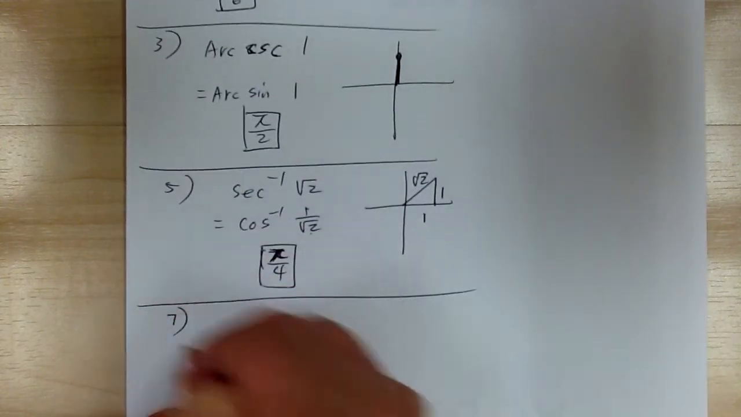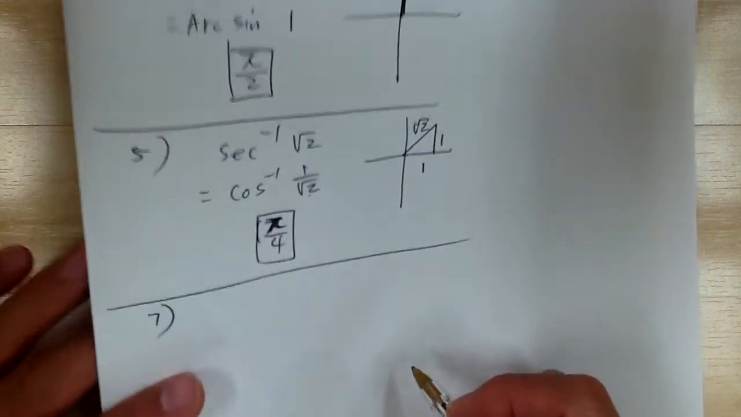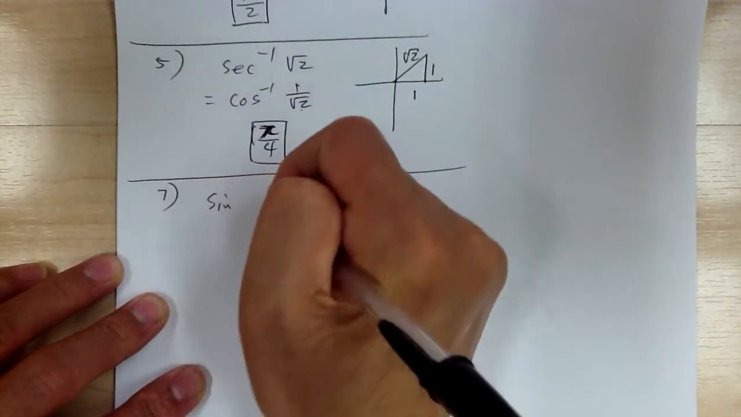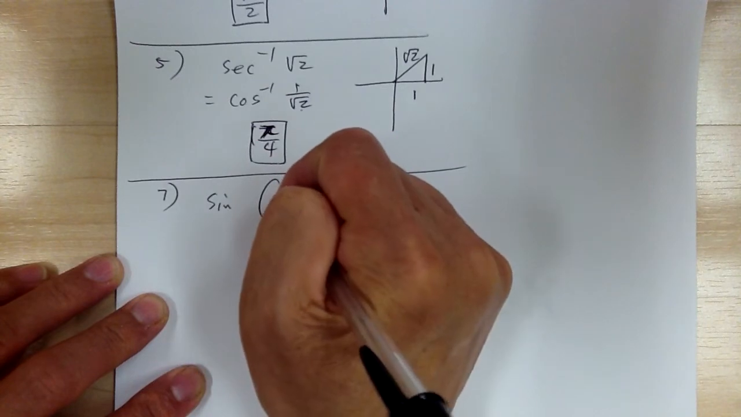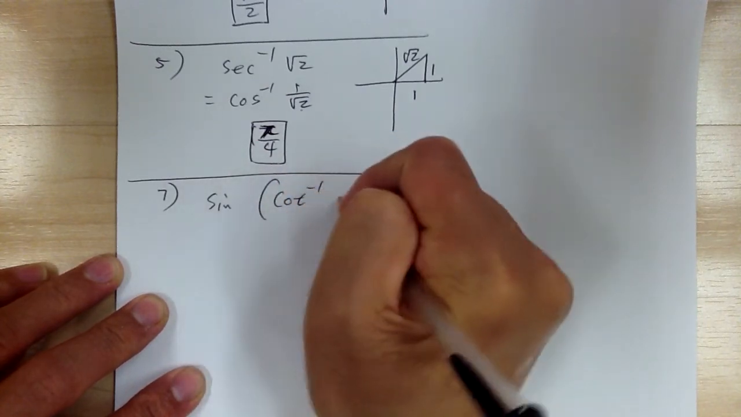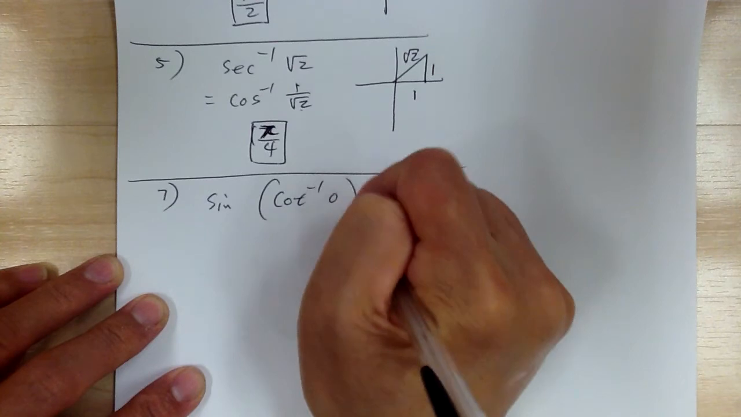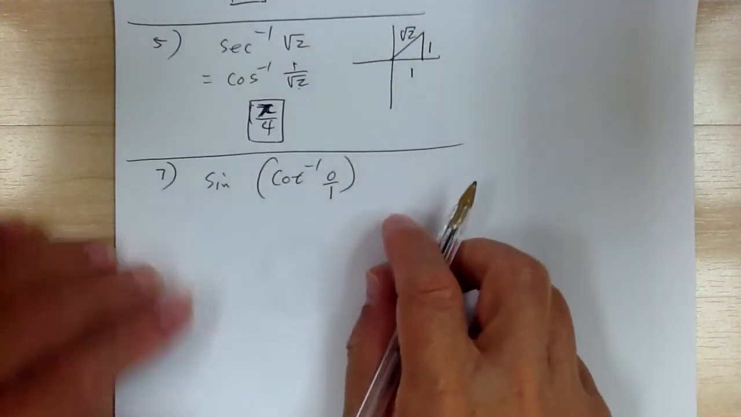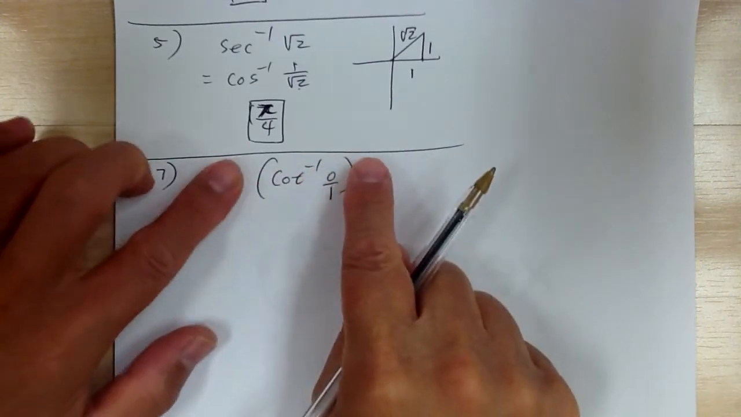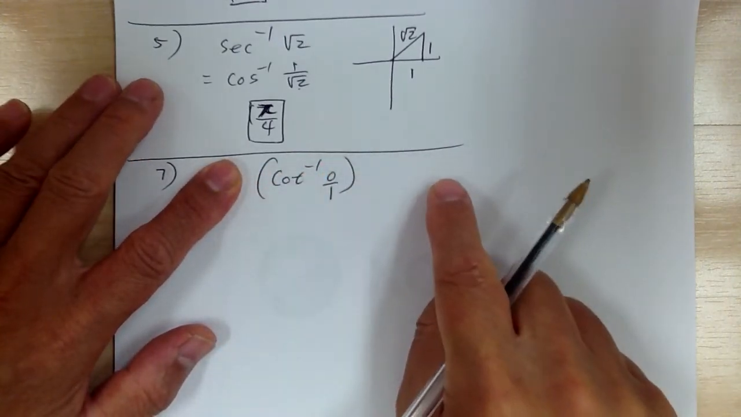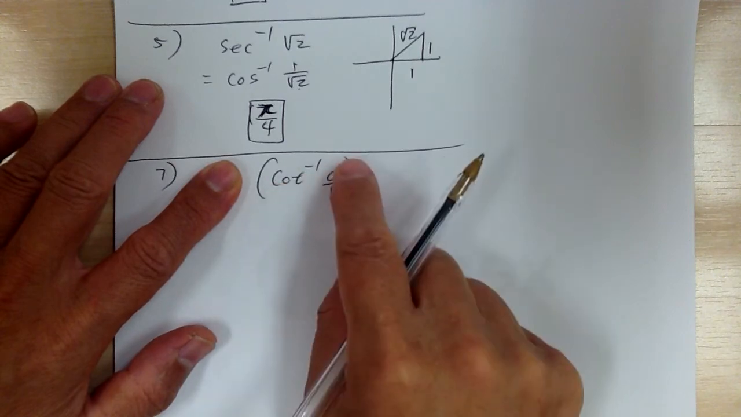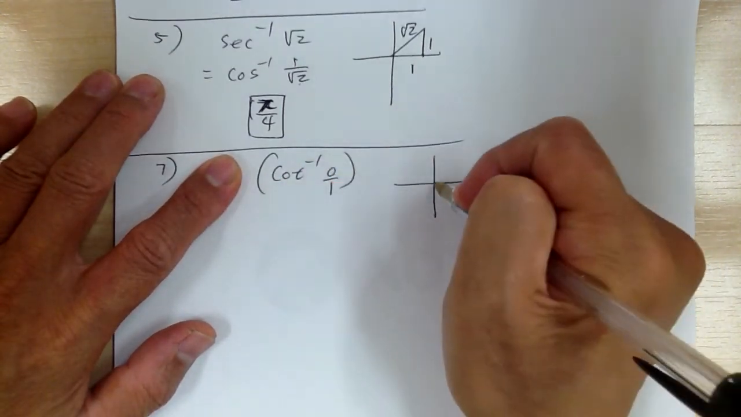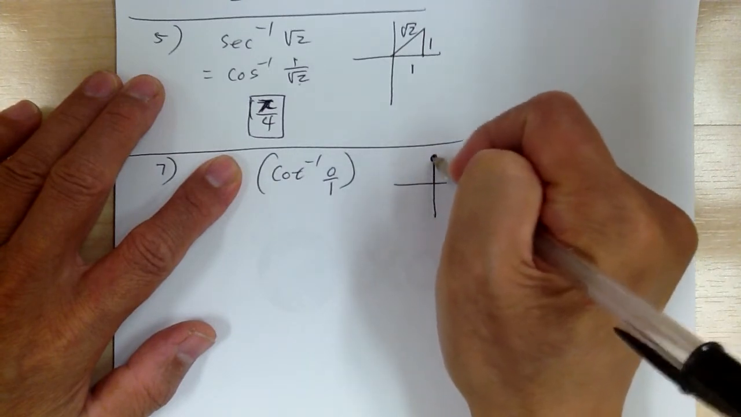Let's go to number 7. In number 7, you have the sine of the inverse cotangent of 0. Okay, so you can put it over 1. So first, let's deal with this part. So there are 2 parts. So let's deal with this part first. Okay. So cotangent is cosine over sine. So cosine is 0, sine is 1. So it's going to be right over here.